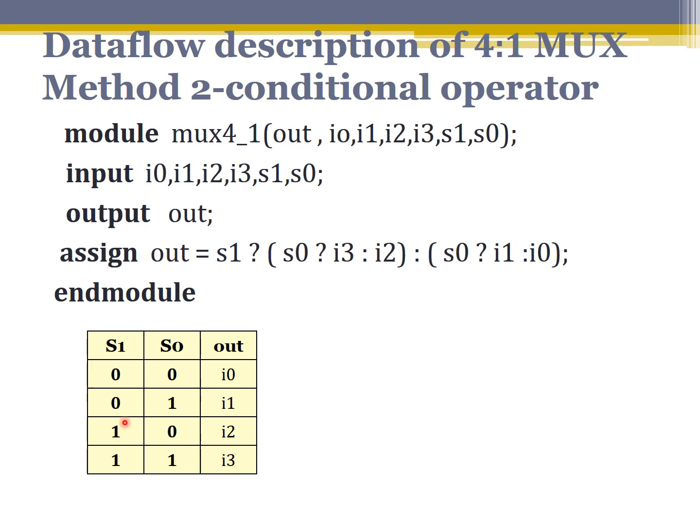So we know the format of a conditional operator. Question mark is followed by the true expression. So when S1 is 1, what happens should be written first. And when S1 is 0, what happens should be written next. That is the false expression.